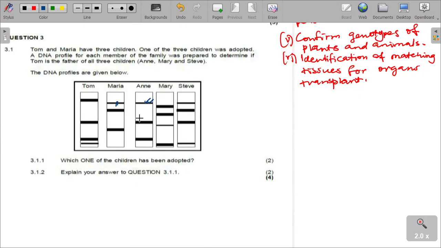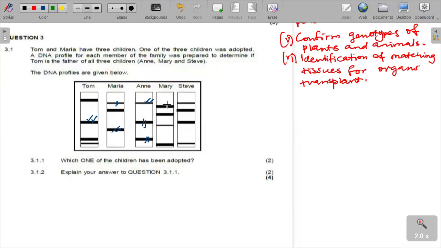We have got this bar here, which is also similar to this bar here, which is similar to the father. And then we have got this bar here, or band here, which is also similar to that of the mother. If we look at this one of Mary, we are saying if you look at the bands for Mary, it is totally opposite. You can see the DNA bands for Mary.